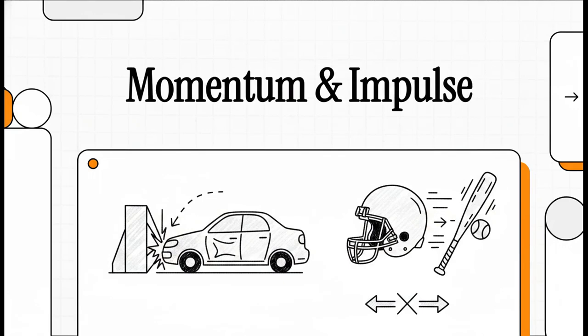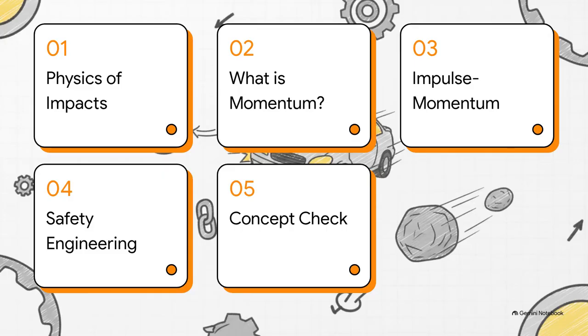Okay, let's just dive right into this explainer and uncover the absolutely fascinating physics behind collisions and safety. I mean, if you've ever wondered how on earth engineers design cars to actually survive high-speed crashes, or why sports equipment looks the way it does, well, you are in the exact right place. So here's our game plan for today.